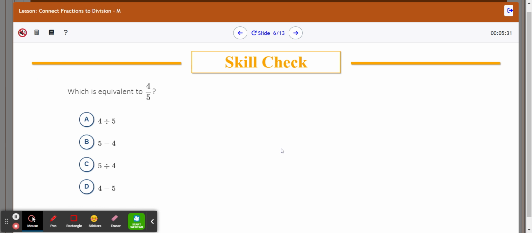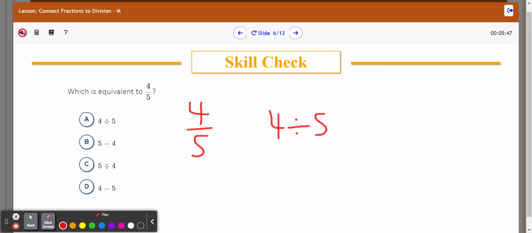Looking at the problem over here, it says which is equivalent to 4 over 5. Now, again, fractions are just division problems. So 4 over 5, your numerator 4 is your divisor. So that's 4. And your denominator 5 is your dividend. So 4 divided by 5. So 4 over 5 is the same as 4 divided by 5.